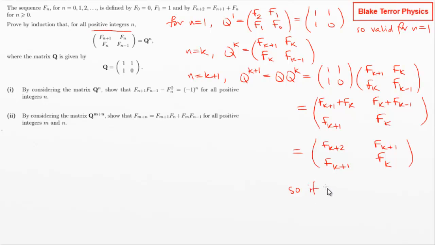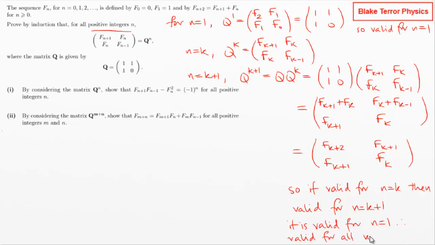Okay, so if valid for n equals k, then valid for n equals k plus 1. It is valid for n equals 1, therefore valid for all n greater than or equal to 1. Right, so that's done that bit. These things are just long-winded rather than anything else. But that's done part, well, it's not even part 1. That's before we've even reached part 1. So it's part 0. So part 1 then.